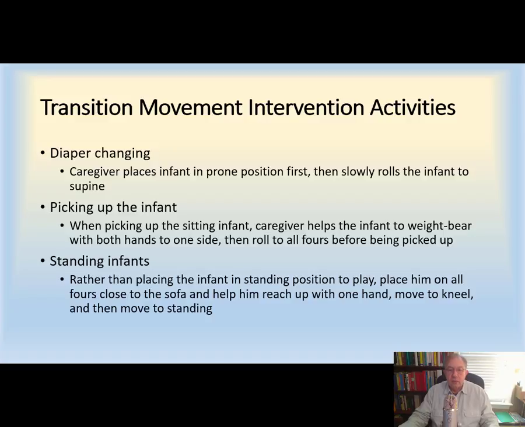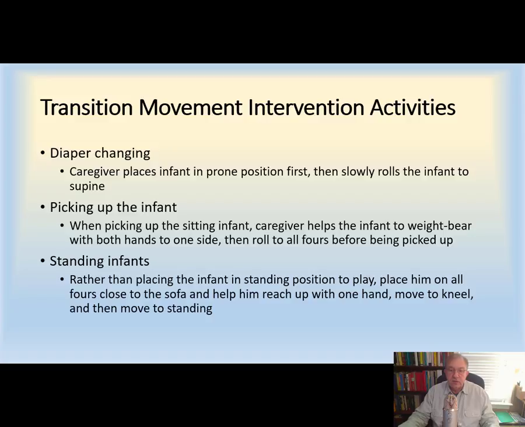Another thing that can help is the way the infant's picked up. For infants that are sitting, when they're being picked up, if the caregiver can help the infant to weight bear with both hands on one side while they're being picked up, and then roll over to all four before being picked up, that again is introducing that movement, building some strength, and demonstrating what needs to be done.